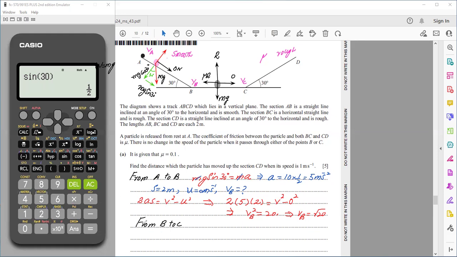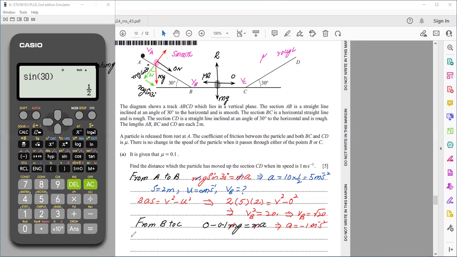So I have to make the equation to find the acceleration. Forward force is 0 minus mu R, where mu is equal to 0.1. R is equal to m times g, equal to mass of the body times acceleration of the body. So from B to C, m is cancelled by this one. So the value of a, by using the calculator, will be minus 1 meter per second square.